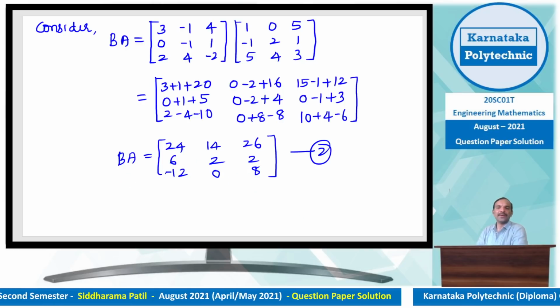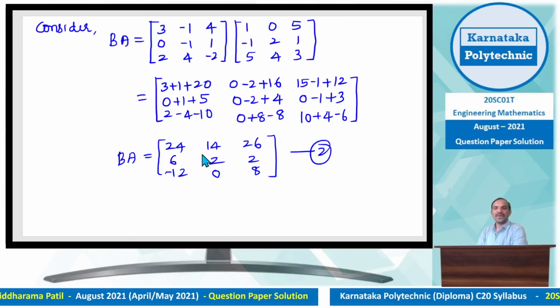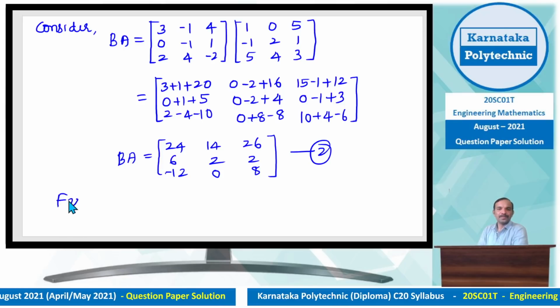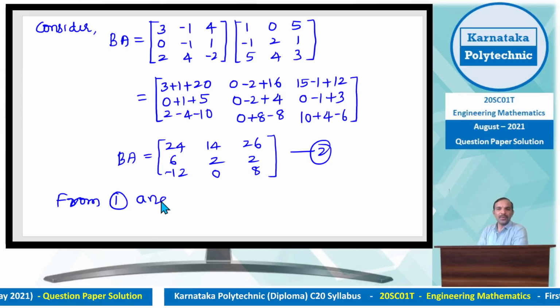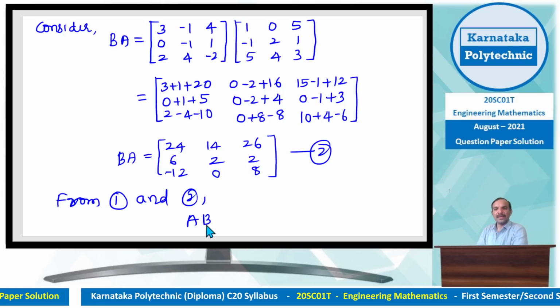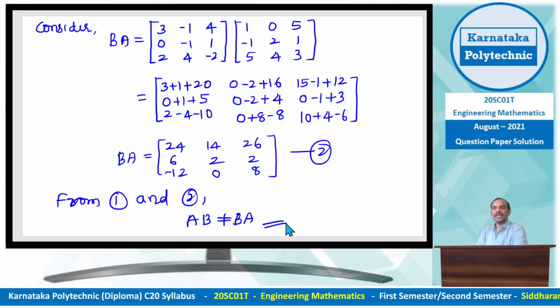Now compare with equation 1, which is 13, 19, minus 6. The first row itself is different. Therefore, from equation number 1 and 2, AB is not equal to BA. That is the required answer. AB is not equal to BA.